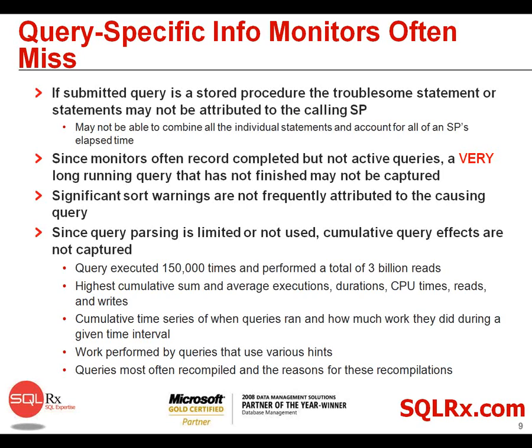The work performed by queries when they use hints. So maybe they use TABLOCK, or they use UPDLOCK, or different key query hints that make them so that they don't understand what's going on. Also the queries that are recompiled very often, and why they're recompiled, and maybe we can do something about those.